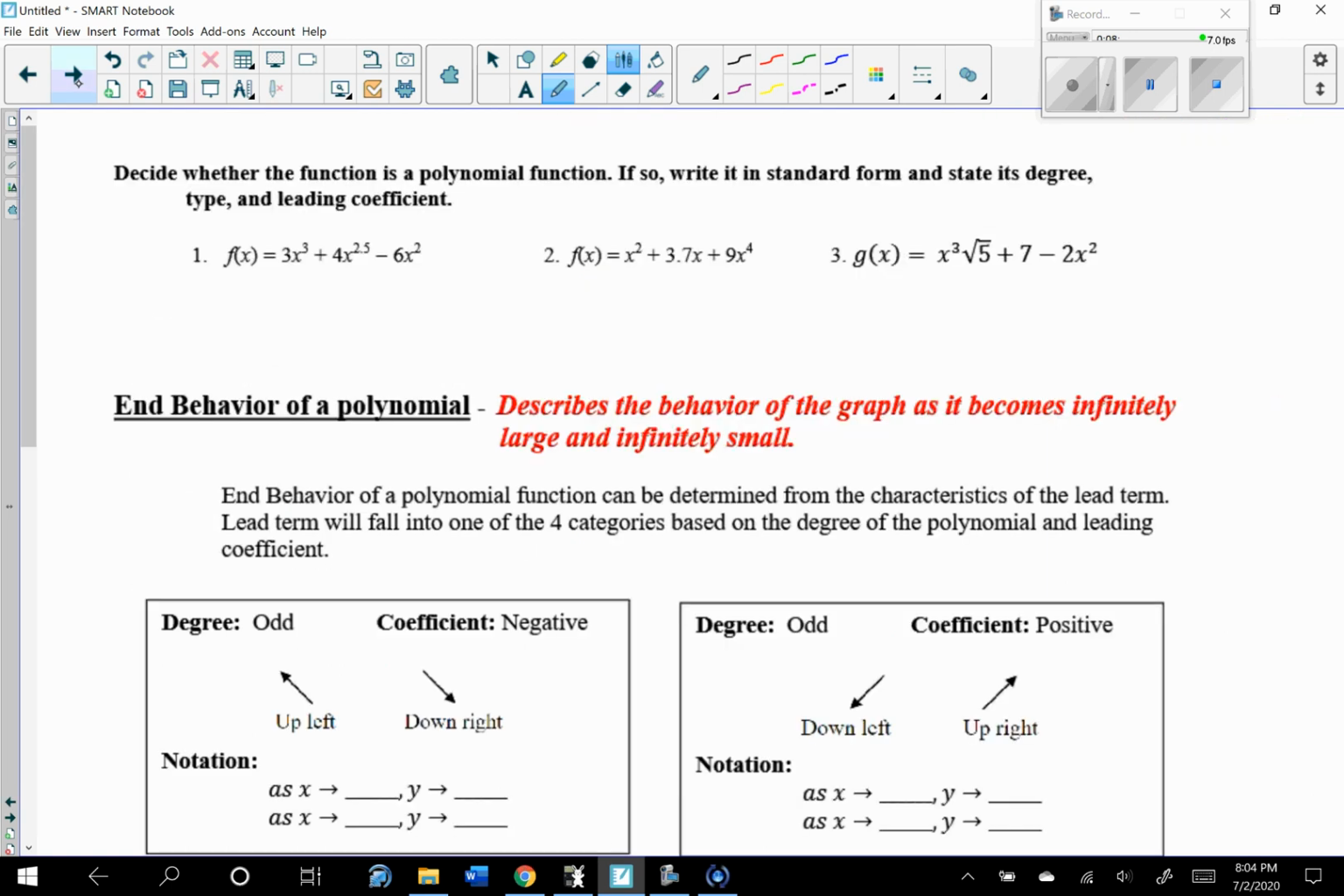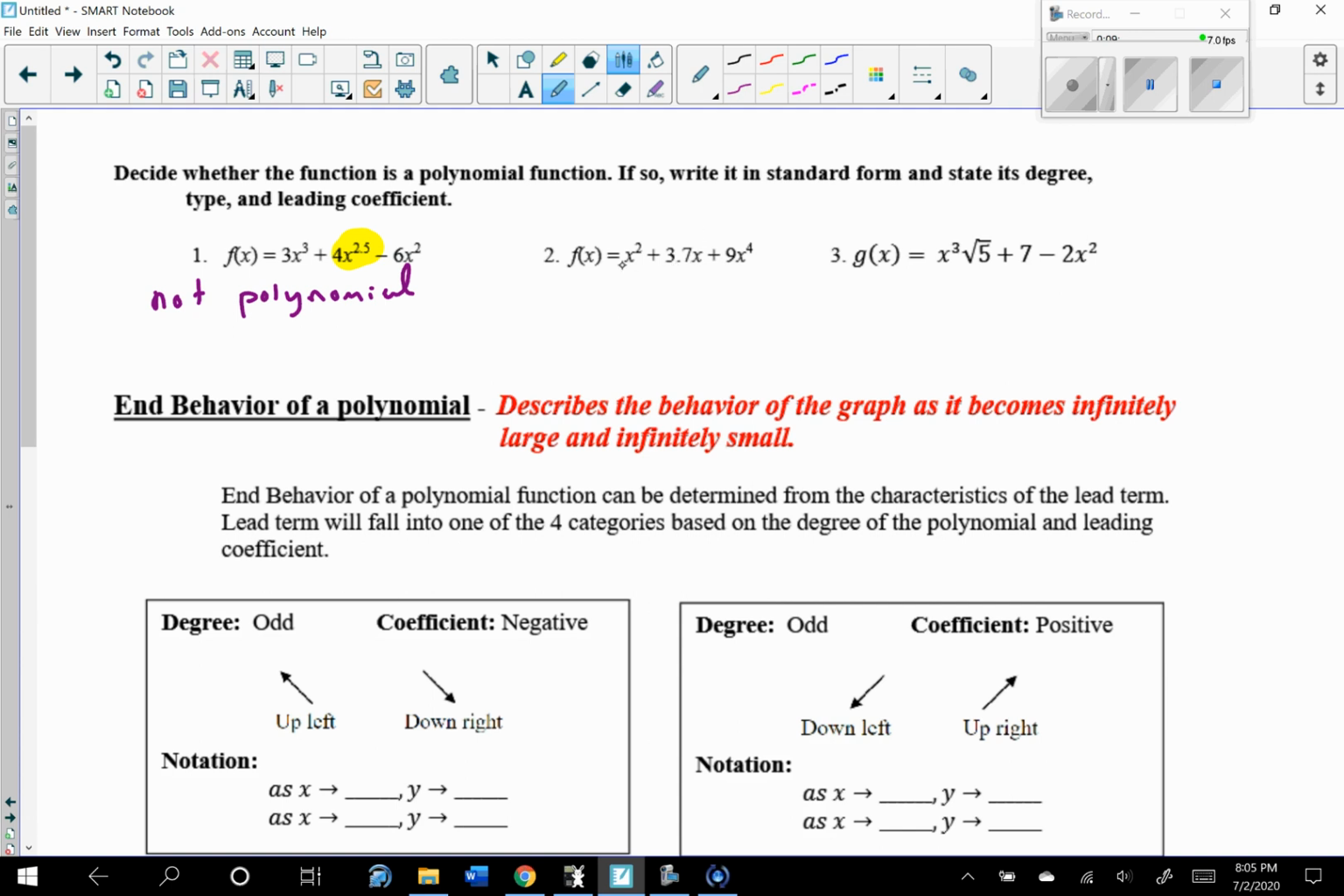Okay, so decide whether the function is a polynomial function. If so, write it in standard form, state its degree, type, and leading coefficient. So for this first one, if I look right away, I see the 2.5 as a power. So that term right there tells me that this is not a polynomial. Because remember, we can't have decimal or fraction exponents. Over here, this is a polynomial. Even though we have a decimal, that's a coefficient, not an exponent. So that's okay to have a coefficient as a decimal or a fraction, just not the exponent.